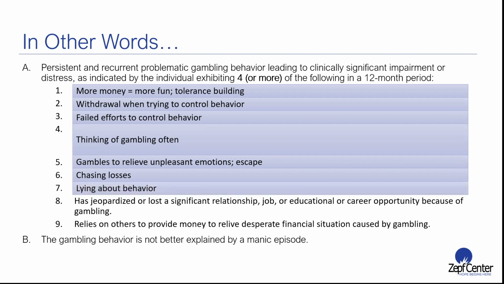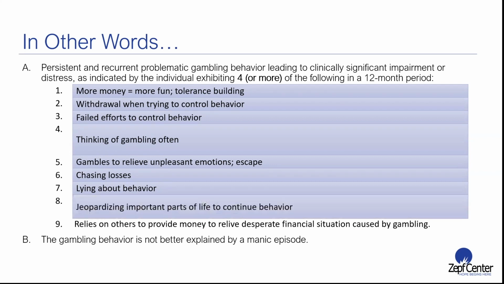Lying about it, this is pretty self-explanatory: either lying about what you're doing, where you're going, how much money you're spending, even lying about your wins and losses to minimize your losses, and sometimes even to minimize or maximize your wins to get the approval from others that you're looking for of, well, I didn't lose that much, but look at how much I won. So lying about the behavior.